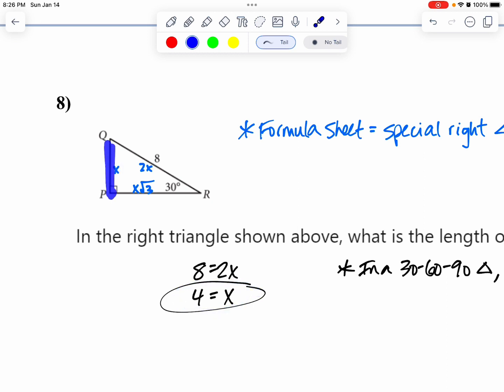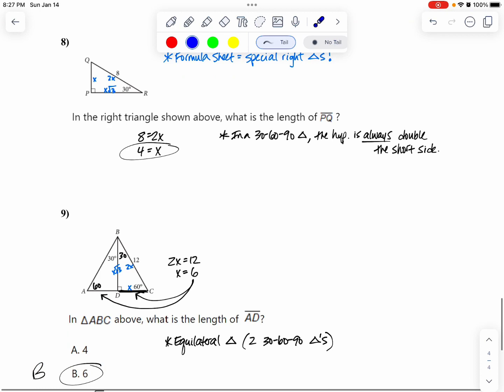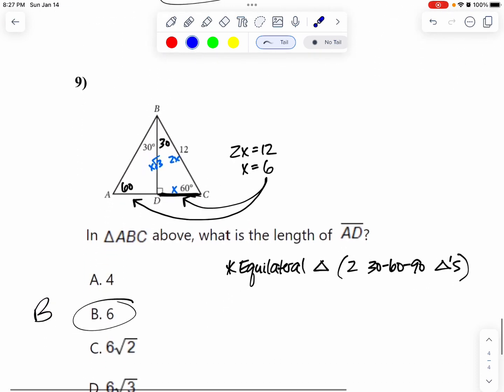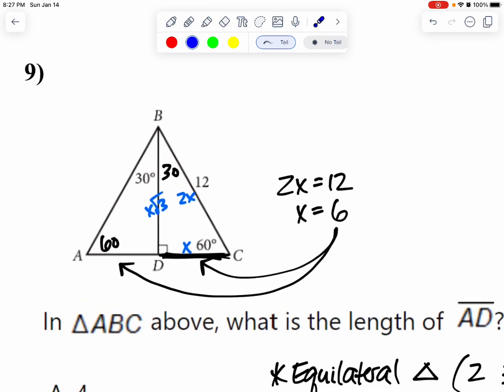Oh, snap. That's what they were asking me for, QP. Right? PQ, QP. They were asking me for X, and I figured out that X was 4. They could also ask me for PR, and I would just plug it in right there to the X root 3. Okay? I think we have another one we could try if that didn't really make a bunch of sense. Let's see. Here we go again.